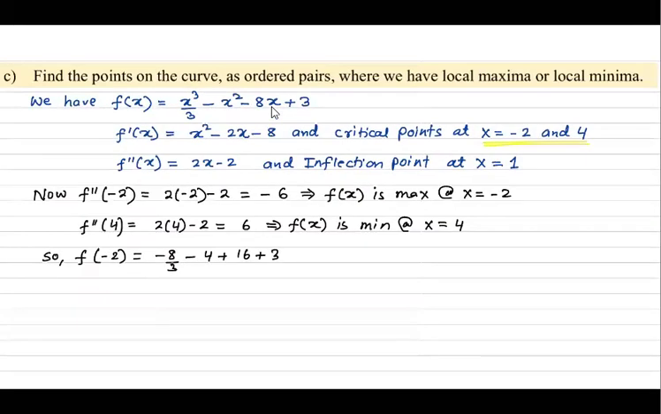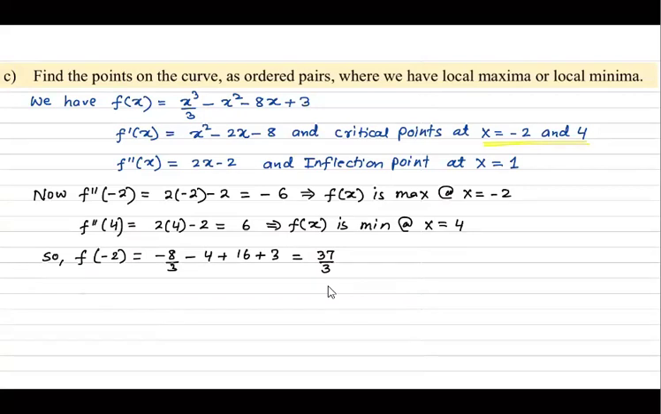And if we simplify this, we get -8 thirds minus 4 plus 16 plus 3. You can simplify by any method you want. If you want, you can use a calculator. We will get 37 over 3. So 37 over 3 is the maximum value, okay? And the point on the curve is -2 comma 37 over 3.